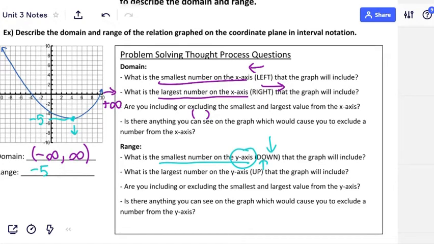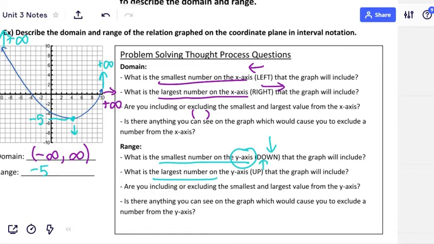Okay, now I'm going to consider what's happening with my largest value. So as I look up, both of these ends are going up. Since they're both going up, they're going forever upward, which includes any number that's above 10, 11, 15, 19, 8,000, 4,000. We can keep going up. So this goes to positive infinity on both ends here, which we only need to include once.